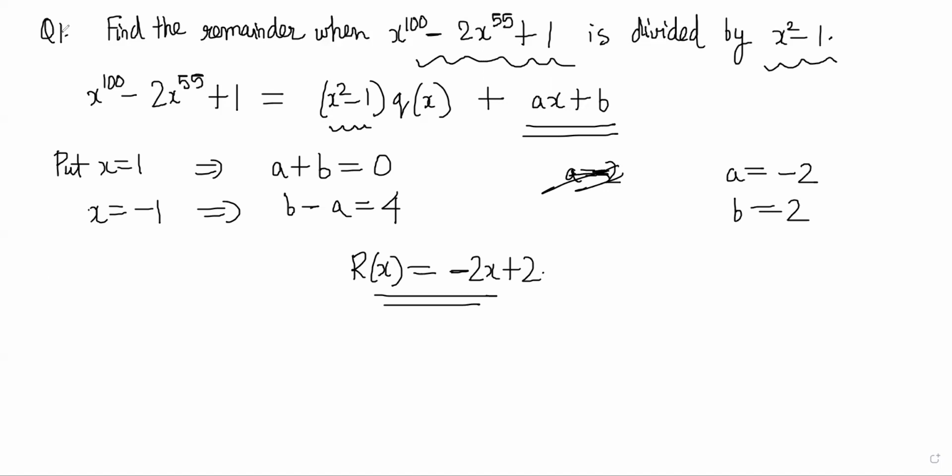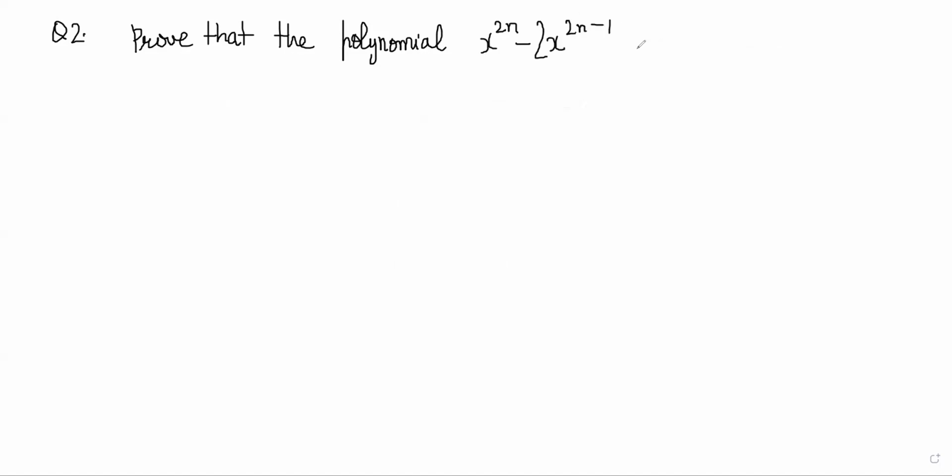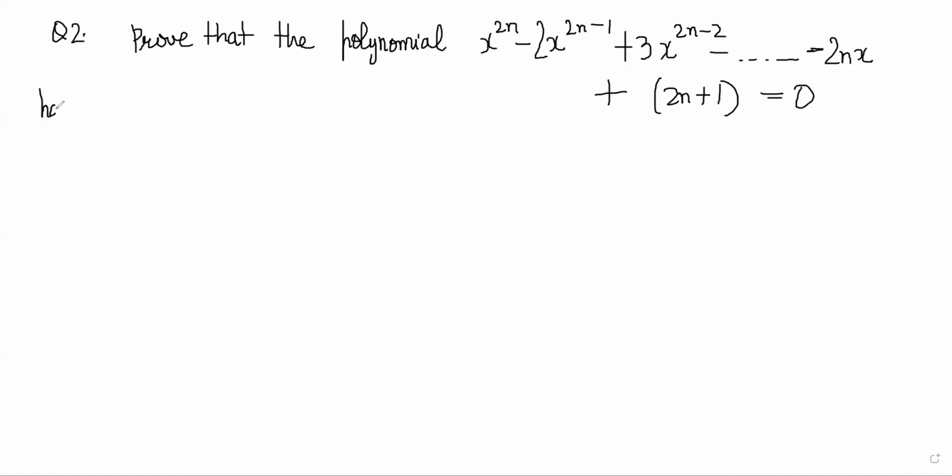Let's look at another question. Prove that the polynomial x^2n minus 2x^(2n-1) plus 3x^(2n-2) and so on till minus 2nx plus 2n plus 1 equal to 0 has no real roots. This is our polynomial. We have to show that it has no real roots.